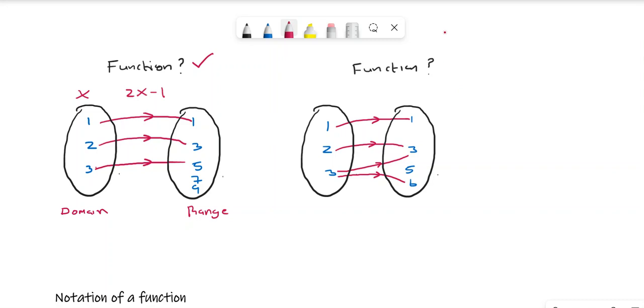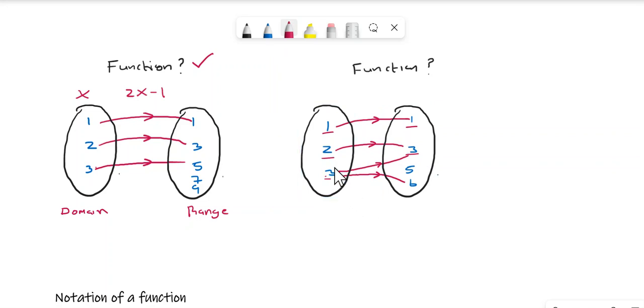So if we look at something like this, is this a function? So what we have is, when we put in 1, we get out 1. Okay, so far so good. When we put in 2, we get out 3. Okay, that's fine. When I put in 3, I get out 3. That's okay, and that's allowed. So for example, 2 different input values can give you the same range value, and that's okay.